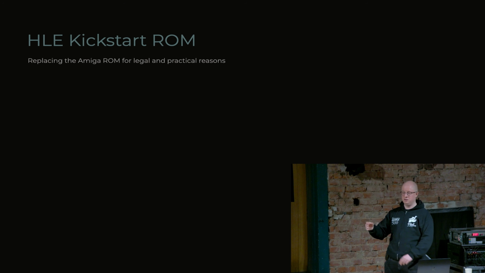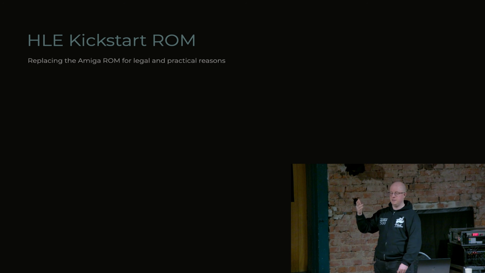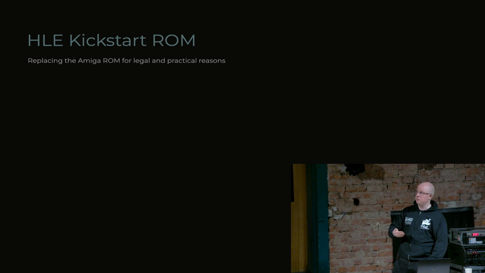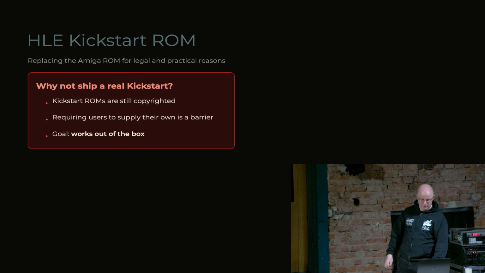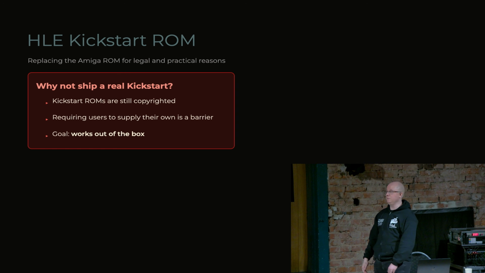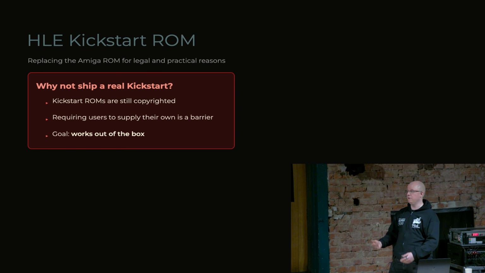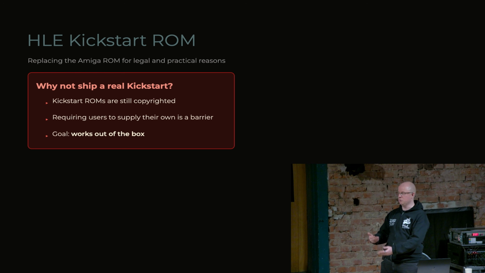And the Kickstart has to come from your machine, right? But usually you can find it somewhere. But the idea here is that we want to be able to ship a ROM that you can just start running, so you don't need to download something. So why not just ship with the real Kickstart? That will be very easy, right? But they are still copyrighted, and when you ship a box with something, that becomes a bit more complicated.